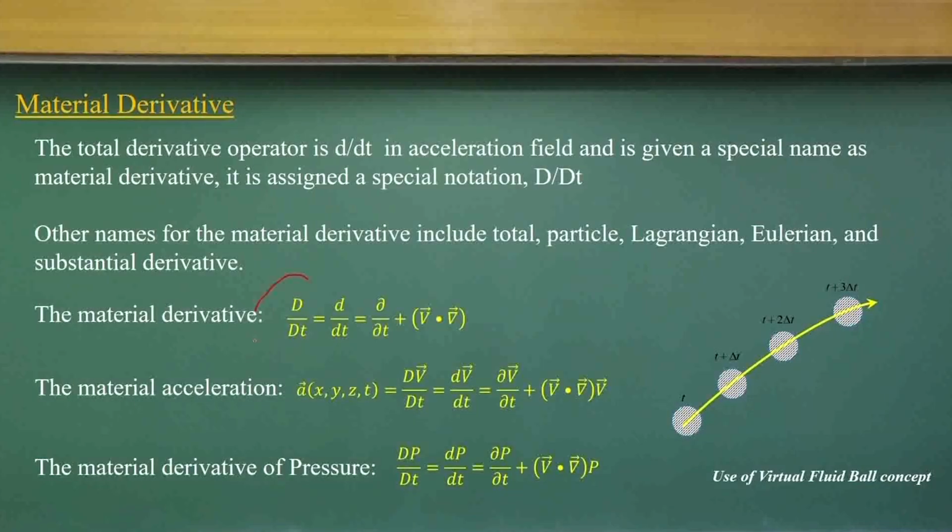It is a special name, material derivative, meaning when you talk about particles, along the particles you compute the derivative with respect to time. It is a total derivative, or the material derivative, or the particle derivative. We already proved that these derivatives we can define as these functions. That is what we have defined.